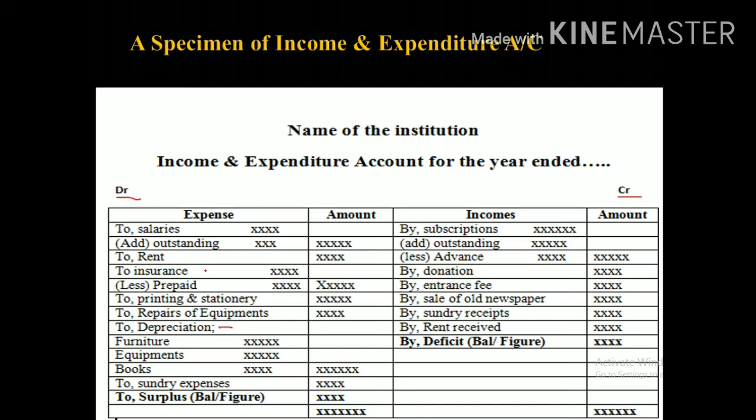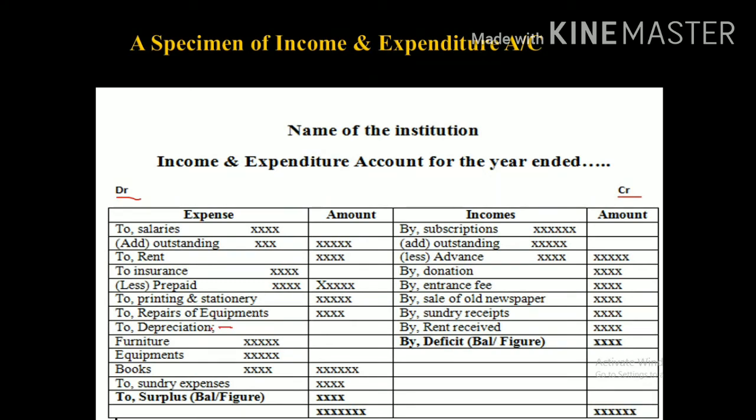We would subtract, in the case of insurance, the prepaid insurance, and we would subtract the prepaid so that it records expenses only for the particular period. Do you understand? And finally, when we close the income and expenditure account, we can get the balance.